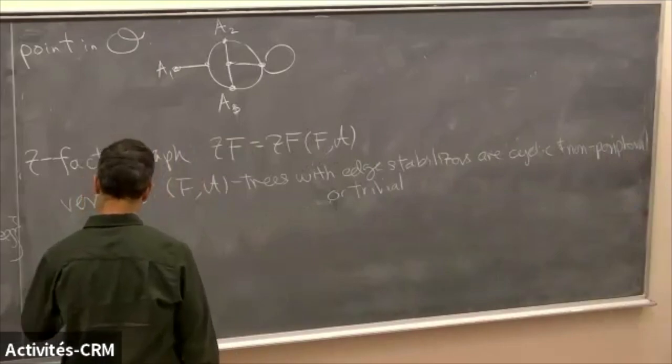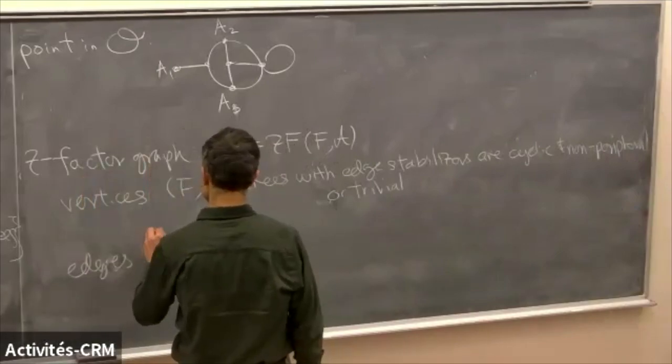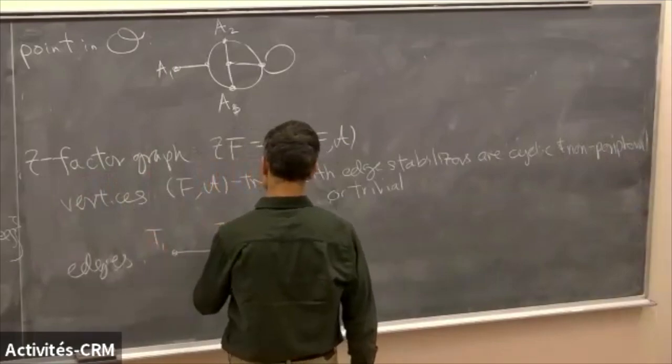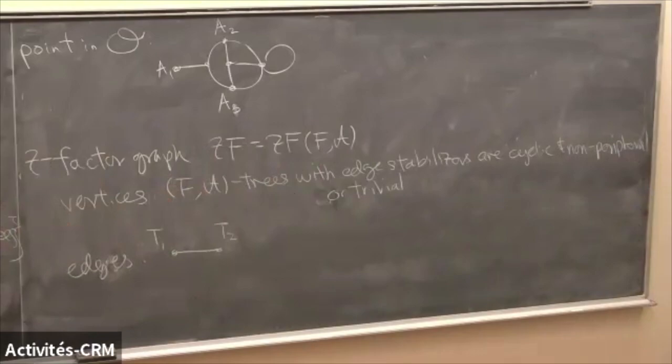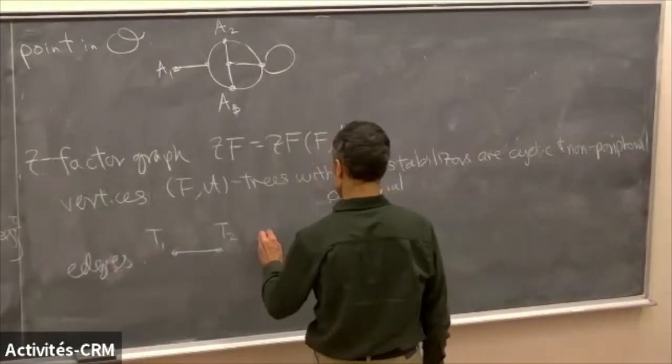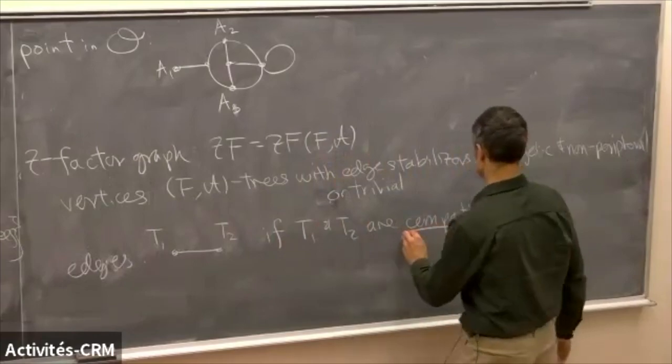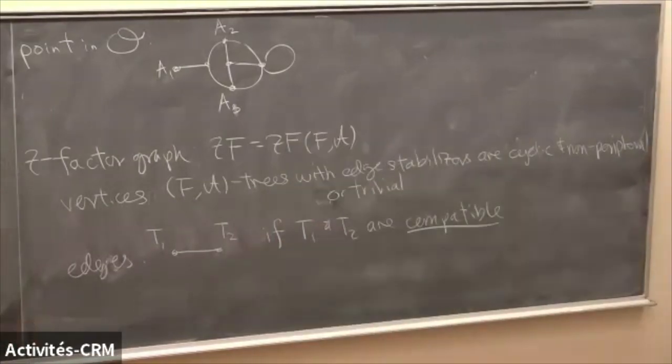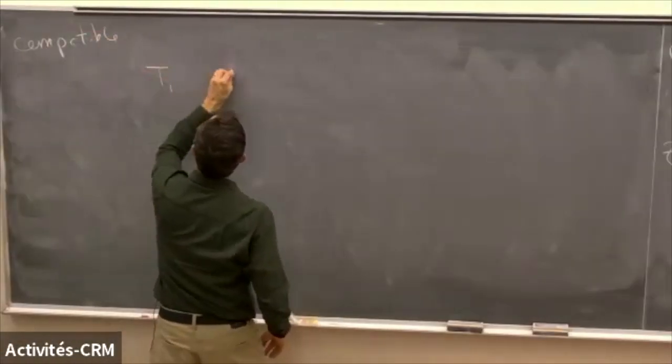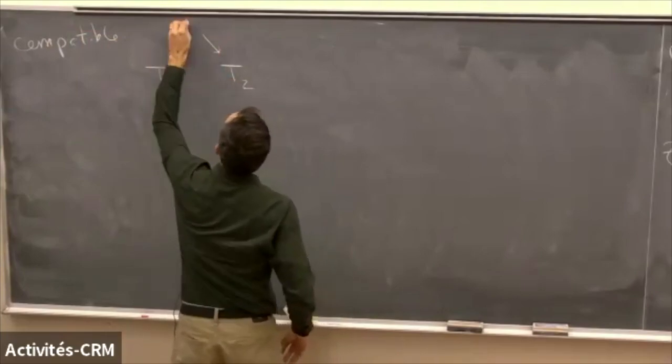And the edges. So let's see, there's an edge between two of these trees, T1 and T2, if the trees are compatible. I'll say what that means in a second. You should think that this complex is really one of the analogs of the curve complex for a free group. This notion of compatible is really just generalizing the notion of what it means for curves to be disjoint. So what does it mean to say that they're compatible? Two trees are compatible if there's another tree that collapses to both of those, right?